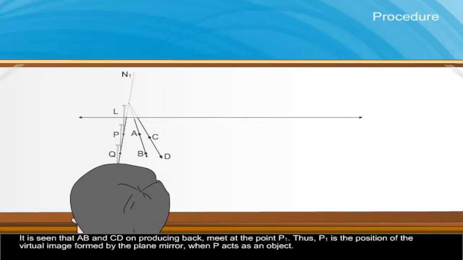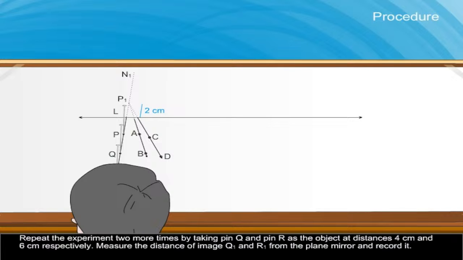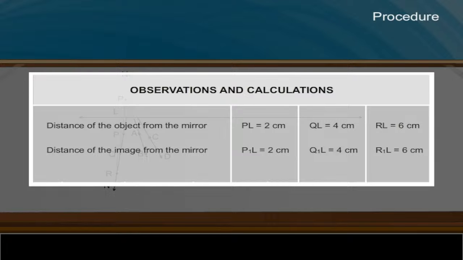It is seen that AB and CD on producing back meet at the point P1. Thus, P1 is the position of the virtual image formed by the plane mirror when P acts as an object. Measure the distance P1L and record it. P1L is equal to 2 cm. Repeat the experiment 2 more times by taking pin Q and pin R as the object at distances 4 cm and 6 cm respectively. Measure the distance of image Q1 and R1 from the plane mirror and record it. Q1L is equal to 4 cm and R1L is equal to 6 cm.